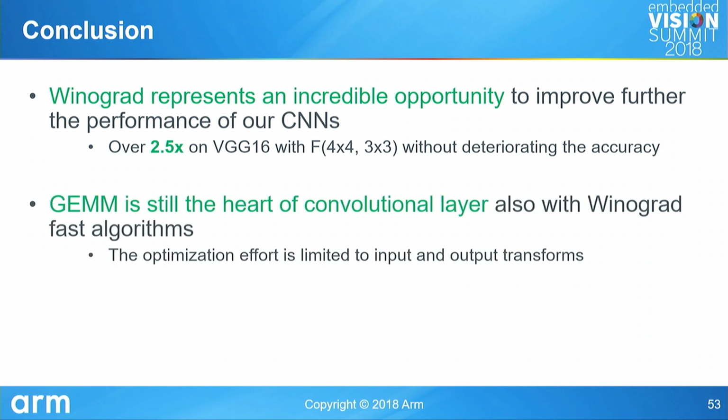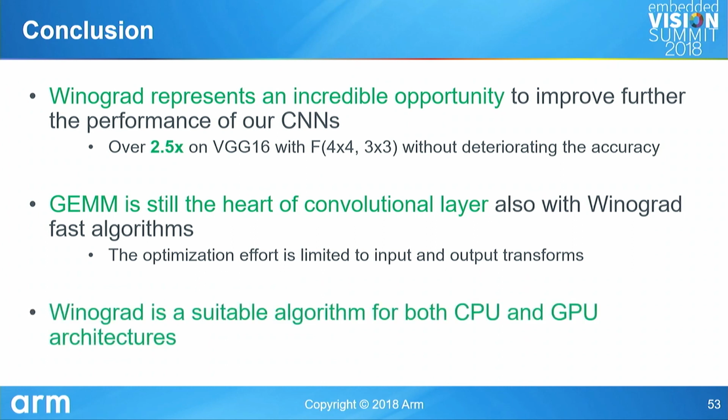The other important takeaway is this. We have a new algorithm, but GEMM is still the heart of convolutional networks. This means that we don't need to spend effort on optimizing the core part of Winograd, because we can use GEMM directly. However, we need to be careful, because we need to optimize the input transform and the output transform, which in some cases cannot be negligible. In the end, we have also discovered that Winograd is a good implementation not just for the GPU, but also a great implementation for the CPU and maybe also for accelerators.